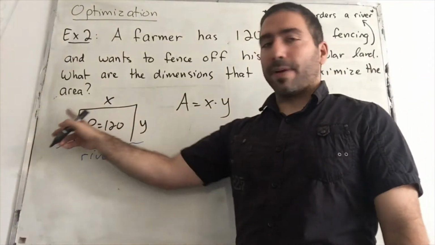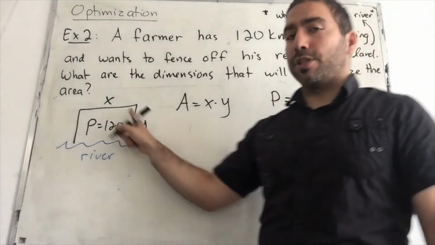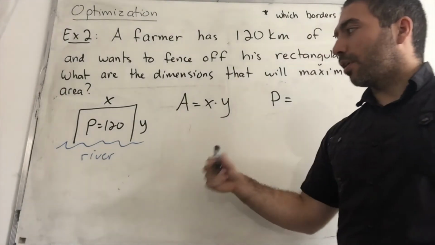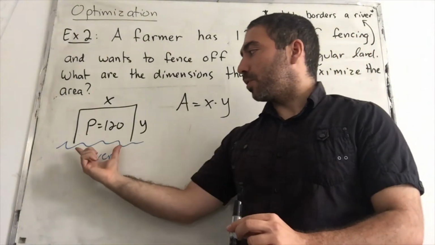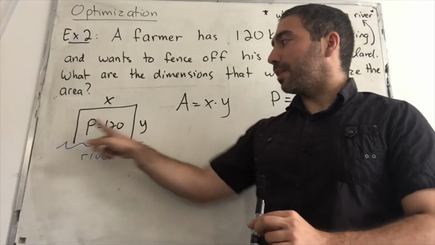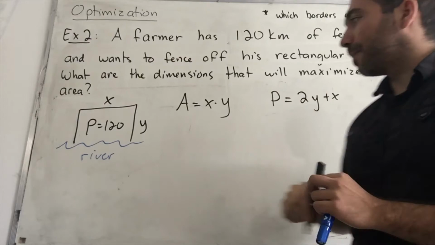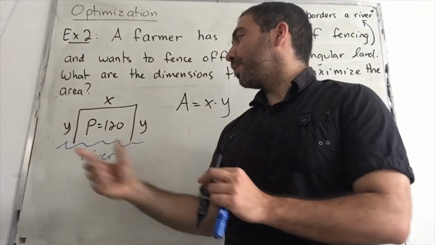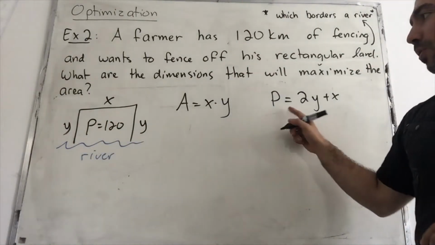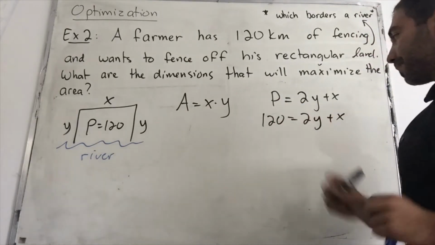So let's go ahead now and find the perimeter. What changes? So the perimeter now, looking at our sketch, this is why it's really important to draw. It's not our typical rectangle because we're not bordering the bottom of the rectangle. So in this case here, when we talk about the perimeter, the formula is going to be 2y plus x, right? Because the bottom's open. So we have 120 equals 2y plus x.